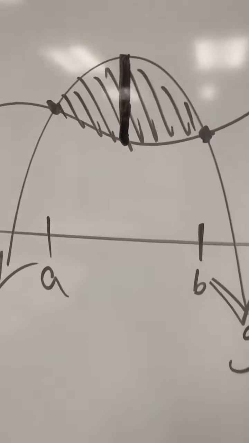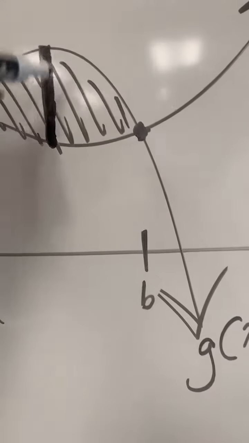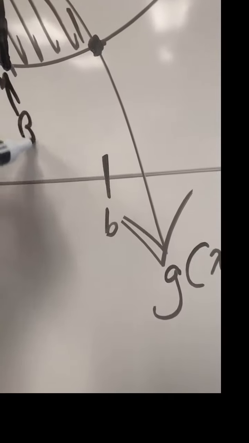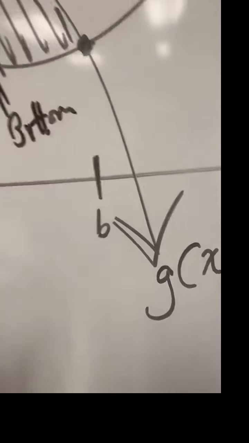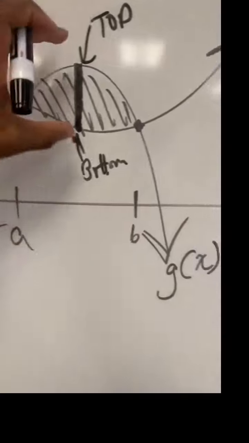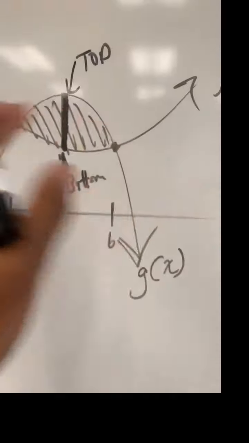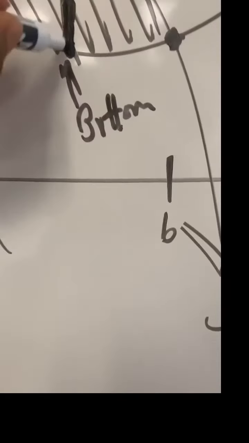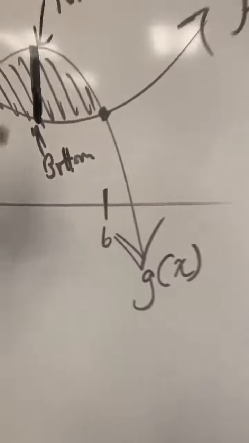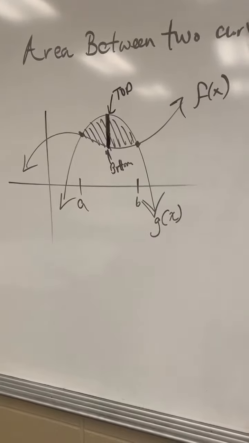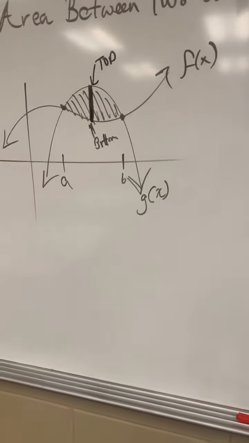The main thing is, since this slice is vertical, you want to think of it as top minus bottom, because that's how you figure out how long it is. If it was sideways, it would be right minus left. I always draw that so I can see how I'm going to set this up when it's time. Top minus bottom, when vertical.